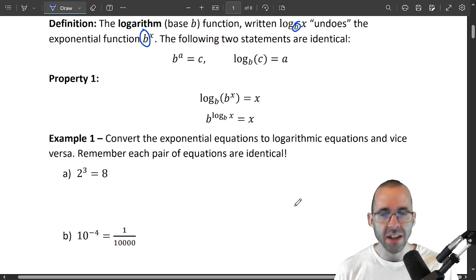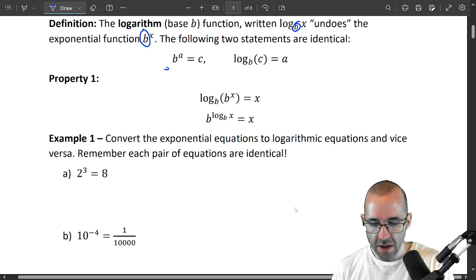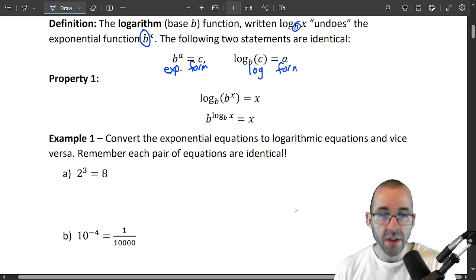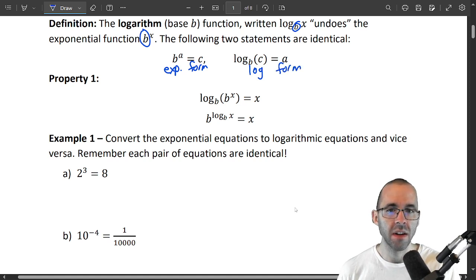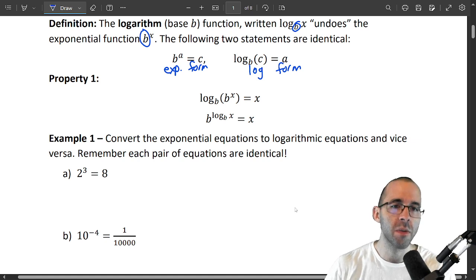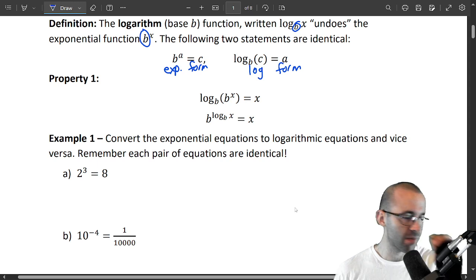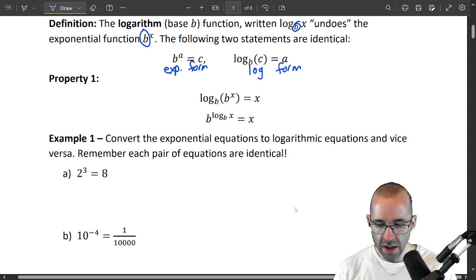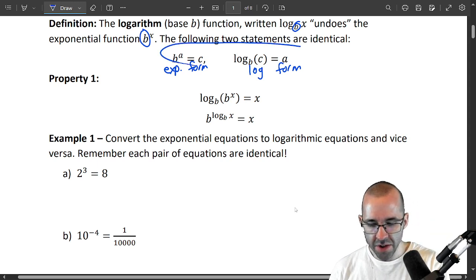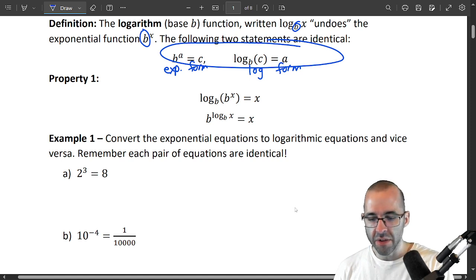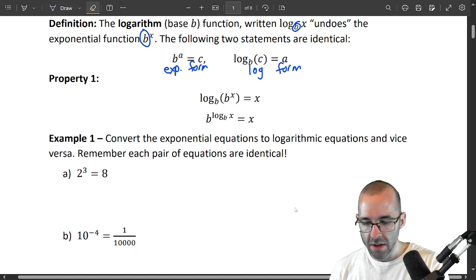Here's an equation in exponential form. A lot of times we'll call this exponential form over here and log form over here. And we're going to say, convert this to a logarithmic equation, or log form, or logarithmic equation, either the same. So we know that these two things are identical. We just have to figure out what things are.